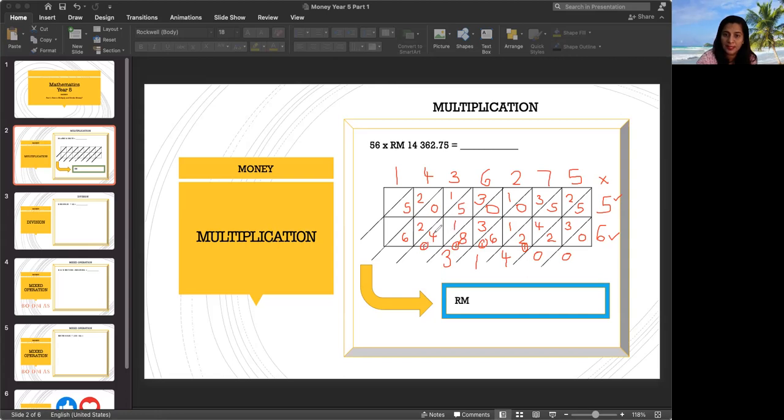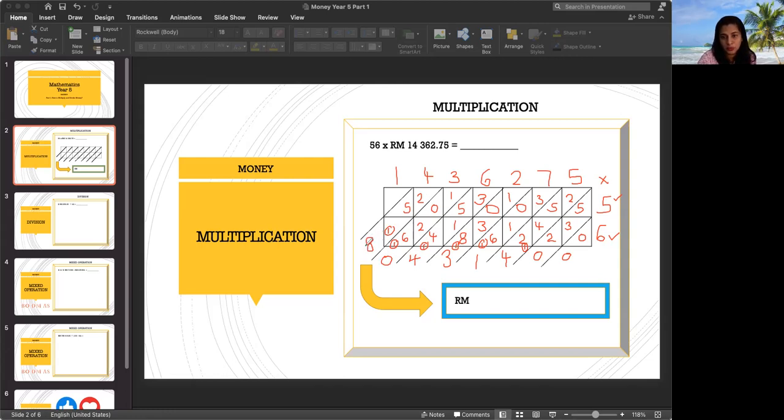8, 9, 10, 11, wait, 8. 8 plus 1 would be 9, 9 plus 4 would be 13, 13 plus 1 would be 14. So 4, carry up 1. And then 1 plus 2, 3, 3 plus 6 would be 9, 9 plus 1 would be 10. So 0, carry up 1 to the next house. And finally, 7 and 8 here, you would have this as your answer.